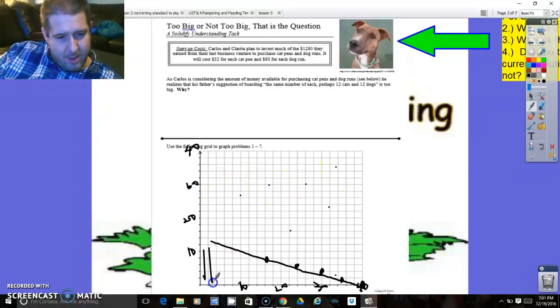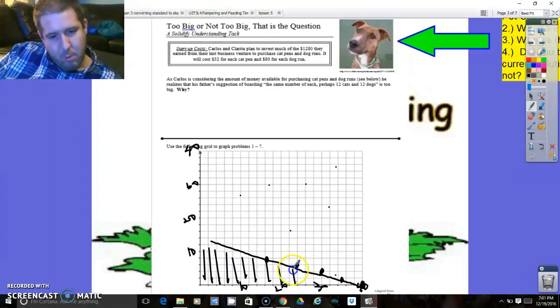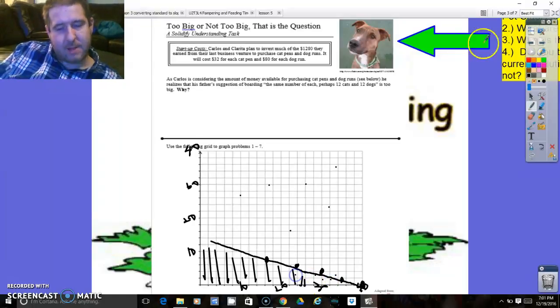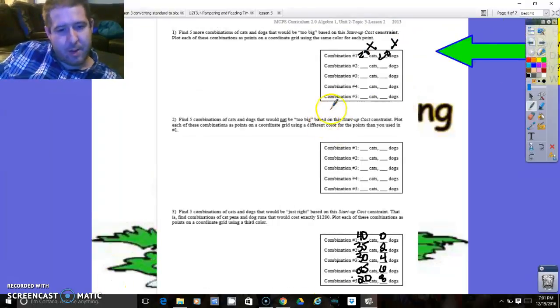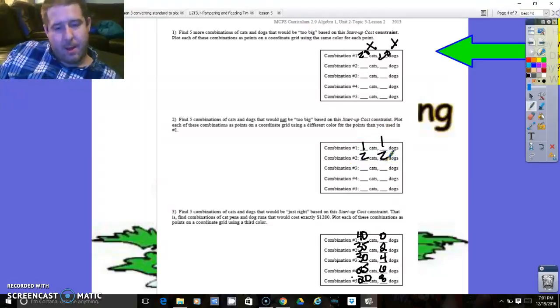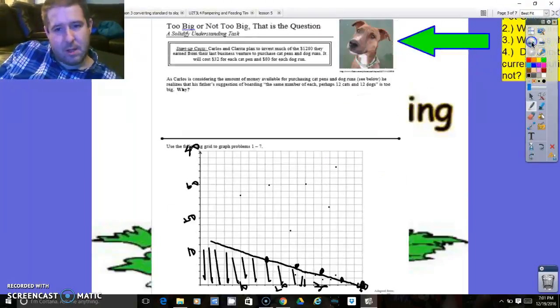So what you find out is that everything below the line is a possible solution. So whenever it's less than or equal to, that means you shade below the line. Because all of these answers that are possible solutions, like 1, 1 or 2, 2, I know I'm being a little bit silly about these numbers, but all of these are viable solutions, and they're all below this line.